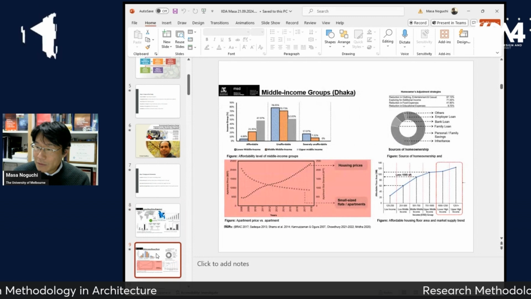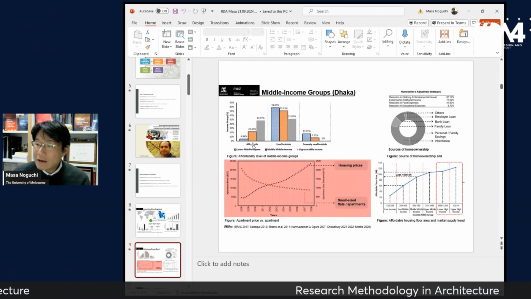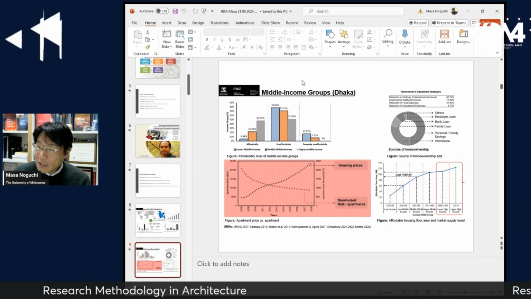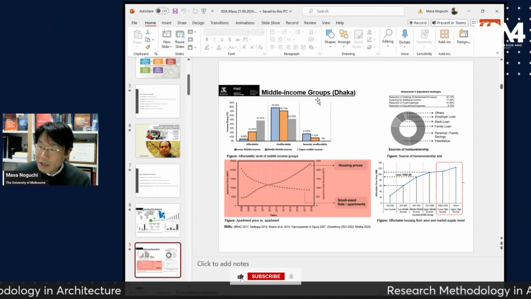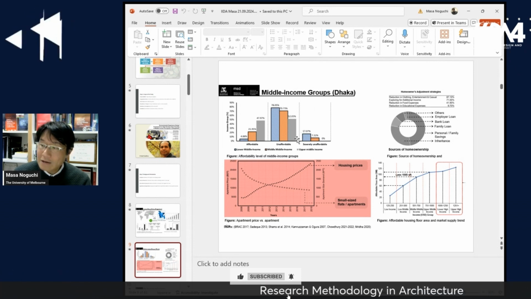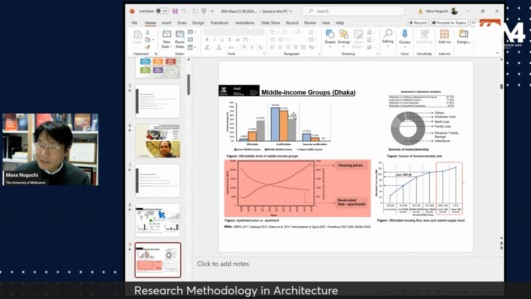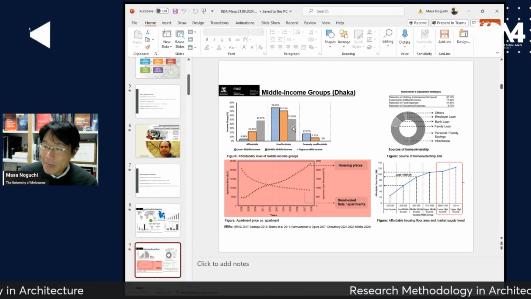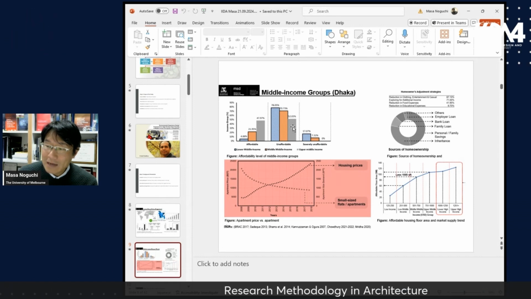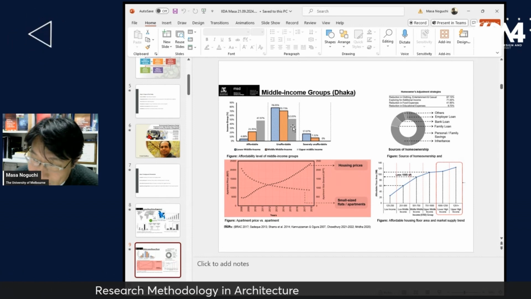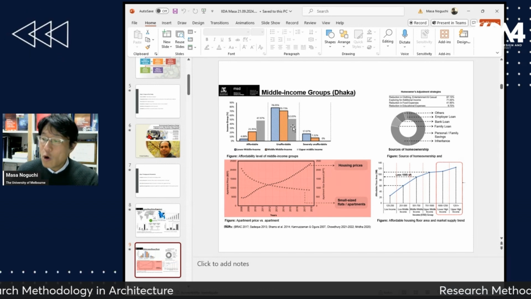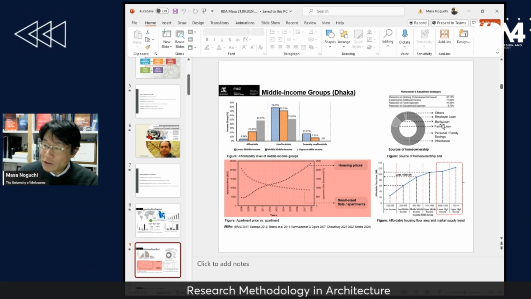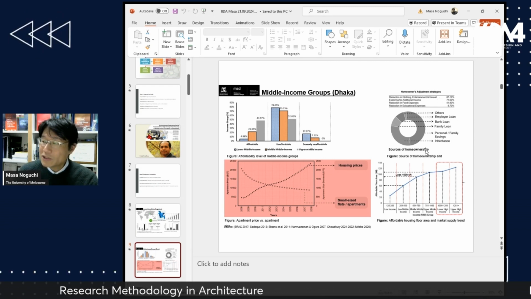And furthermore, he stepped into the affordability level for middle income groups. Most of the middle income groups tend to consider their living conditions unaffordable. So that's why they can hardly purchase a house, and rent rather than own the house. When they own the house, what kind of sources do they use? This is the source of the ownership.